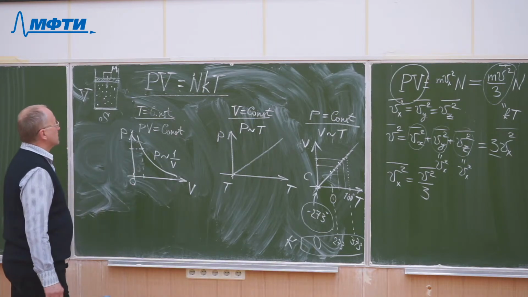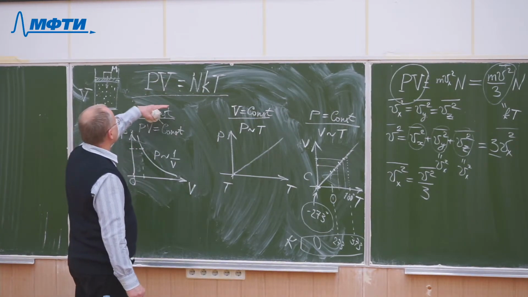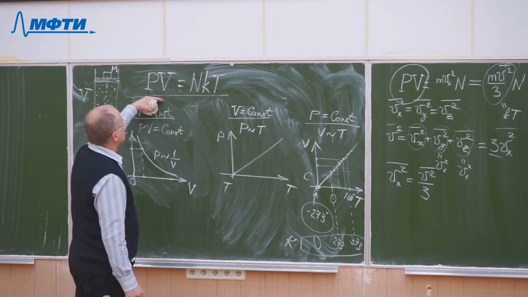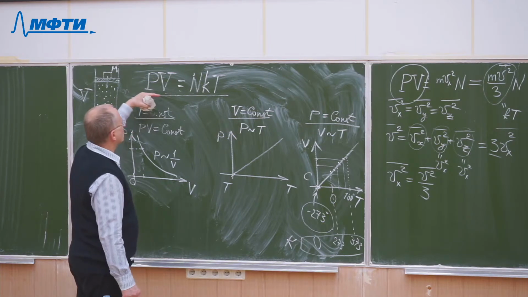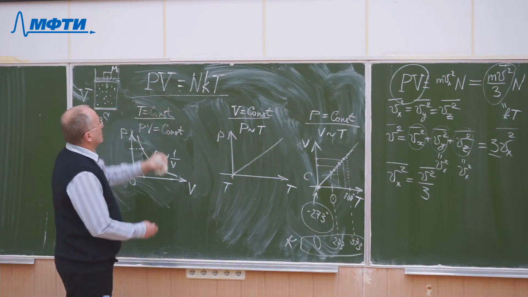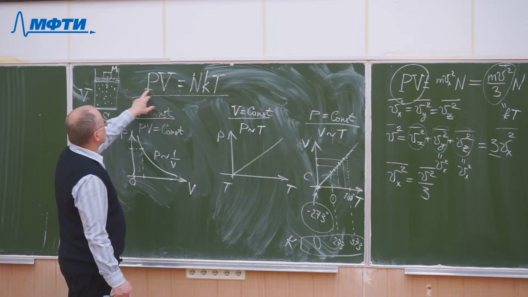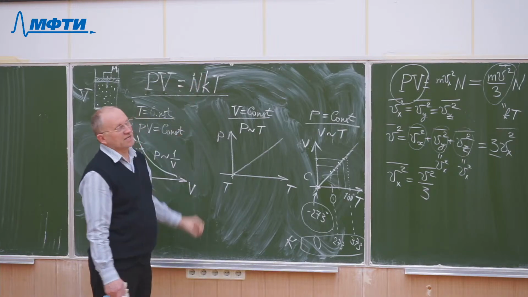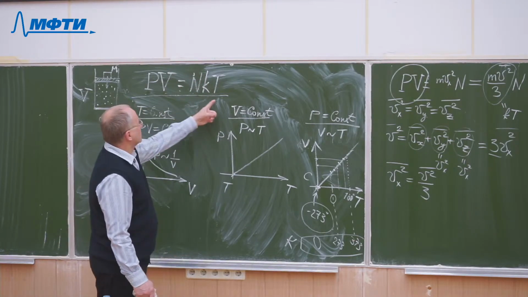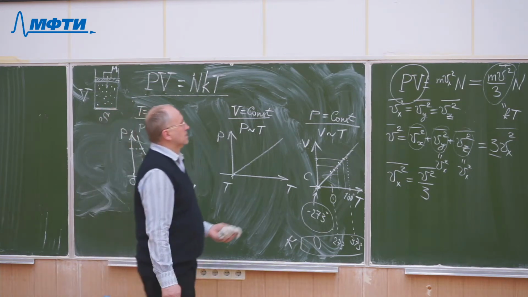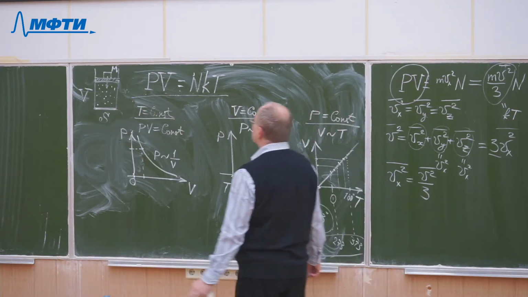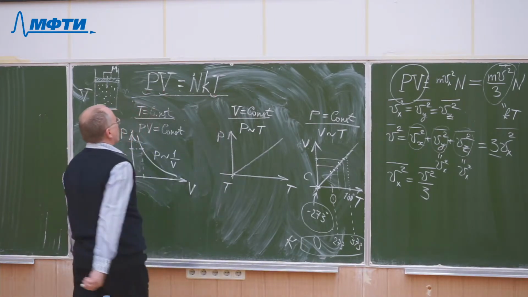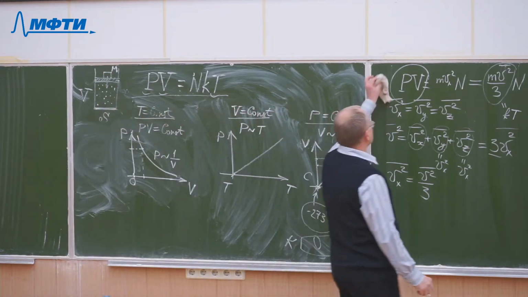So all these important laws can be easily derived and understood based on this formula which we have obtained. This formula defines the connection between gas pressure, gas volume, and gas temperature if the number of molecules is kept constant. So this is the equation of state of an ideal gas. Equation of state, because the state of an ideal gas is defined by these parameters which enter this formula: pressure, volume, and temperature.